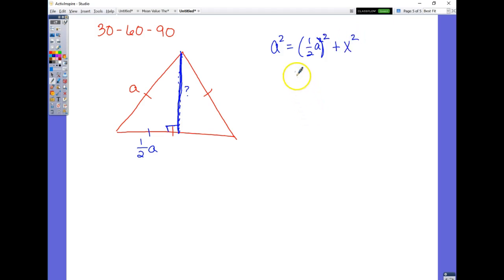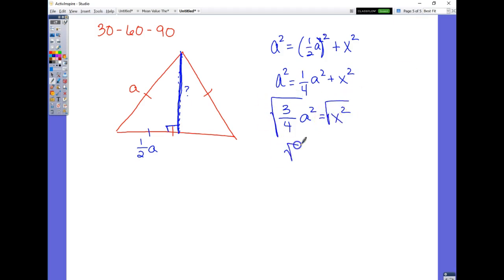So this gives me, or equals, I'll do it this way, 1/4 A squared plus x squared. Subtract the 1/4, I get 3/4 A squared is equal to x squared. And if I take the square root of both sides, I get the square root of 3 over 2 times A is equal to x.